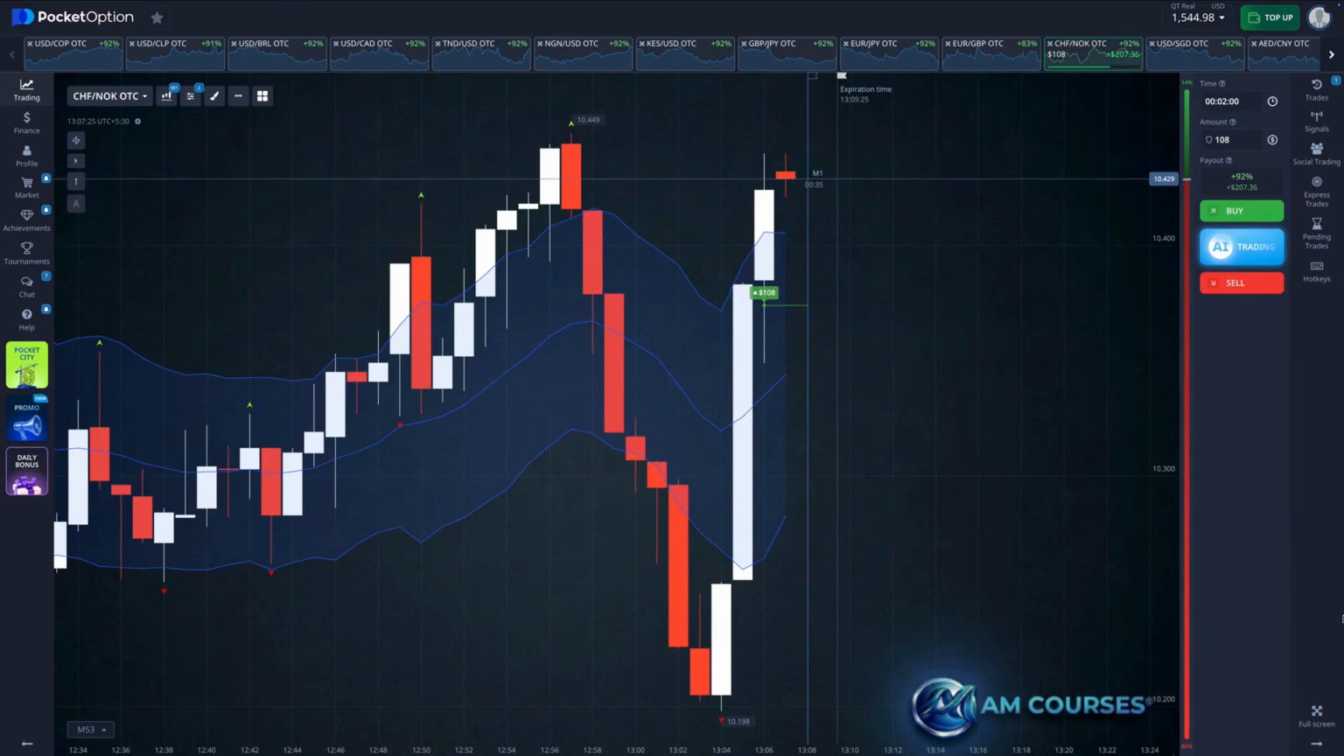This is textbook Keltner-Fractal Bounce behavior. The lower channel acted as dynamic support. Price got rejected hard from that zone, and now it's reversing back toward the middle of the range. In OTC markets, these snapback moves can be sharp. The momentum shifts fast because liquidity is thin and price movements are more erratic.